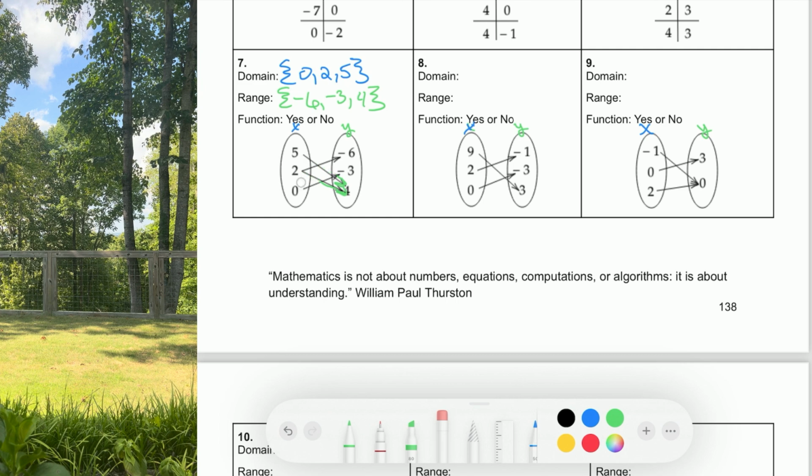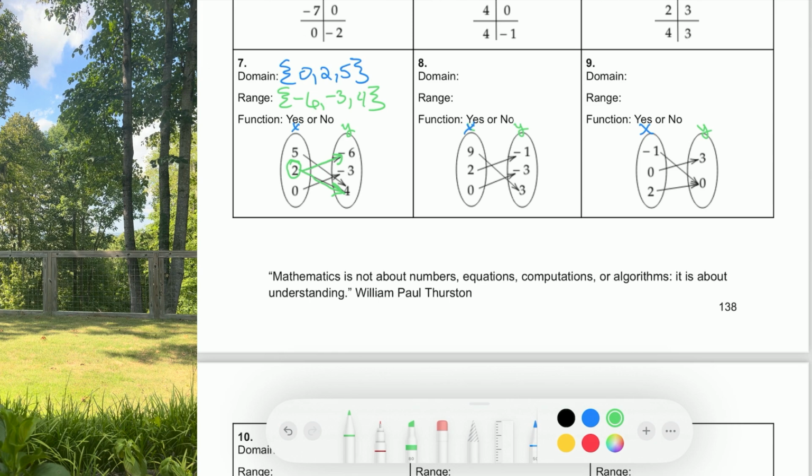So I do see a problem though that demonstrates what I just mentioned. So this 2 here, it's attached to -6. It's also attached to that 4. So that 2, that x value is repeated.